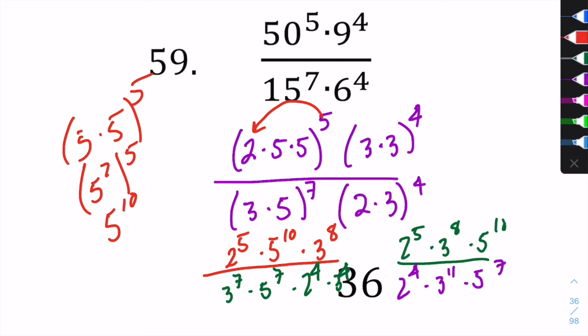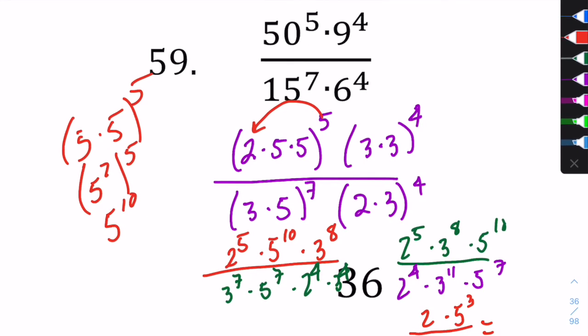Okay, so quotient property says subtract our exponents with the same base. So 2 to the 5th over 2 to the 4th leaves us with just 2 in the numerator. And if we have 8 over 11, we have 3 to the 3rd in the denominator. And we're going to have 5 to the 3rd in the numerator. So that's going to be our final answer.